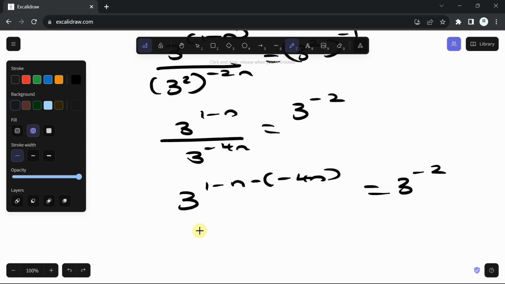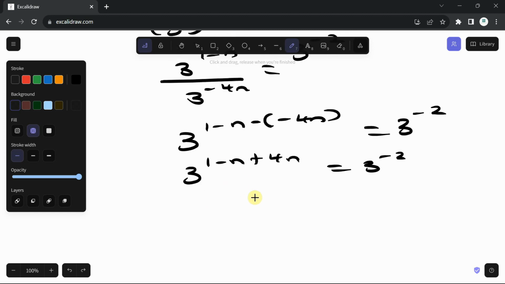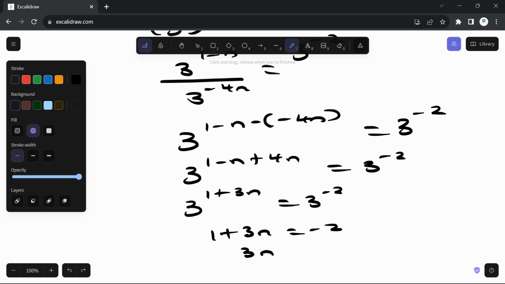So let's resolve this top. 3 raised to the power of 1 minus n plus 4n is equal to 3 raised to the power of minus 2. Like I said, if they are equal, that means the powers must be equal. Let me resolve this first. So 3 raised to the power 1 minus n plus 4n, which is plus 3n, is equal to 3 raised to the power of minus 2. So let's equate the powers. So 1 plus 3n will be equal to minus 2. Collecting like terms, 3n will be equal to minus 2 minus 1. So 3n will be equal to minus 3.